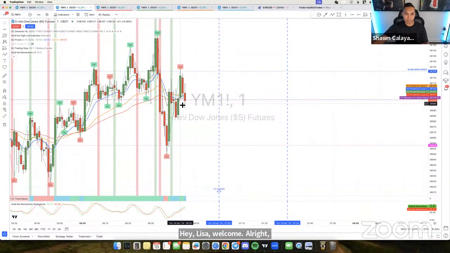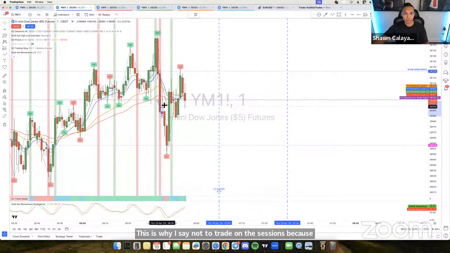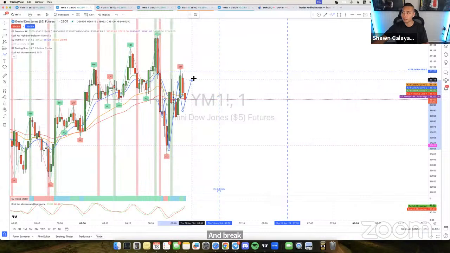All right, so there's nothing here, guys. You guys can see how price is kind of just lingering around this purple line here, which is the sessions. This is why I say not to trade around the sessions, because you can see how price pushes down, breaks and retests, comes back down, fakes out, and then it keeps faking out in both directions.